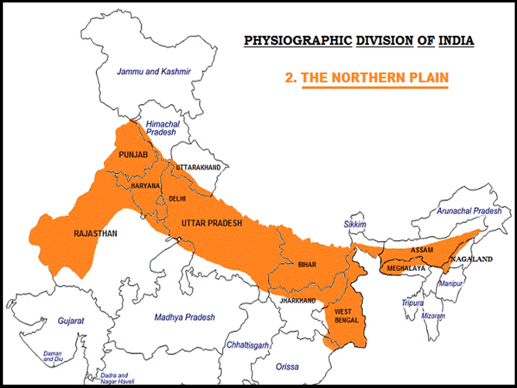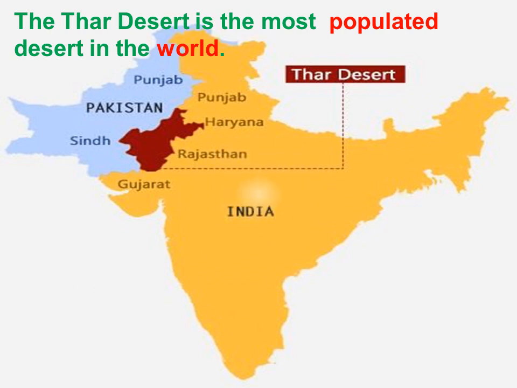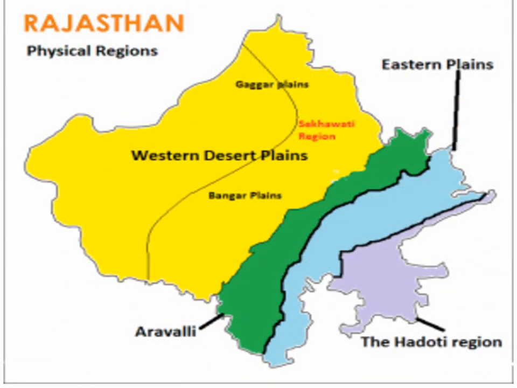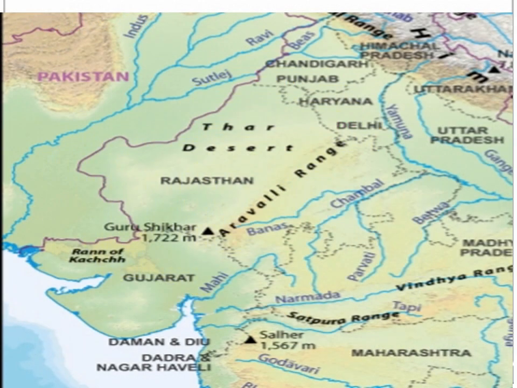After the northern plains, we have the Great Indian Desert, also known as the Western Desert or the Thar Desert. The land is rocky and sandy towards the west of the Aravalli Hills in Rajasthan. It is located towards the west of the northern plains. It stretches from the Rann of Kutch in Gujarat to the borders of Haryana. It covers a large part of Rajasthan.